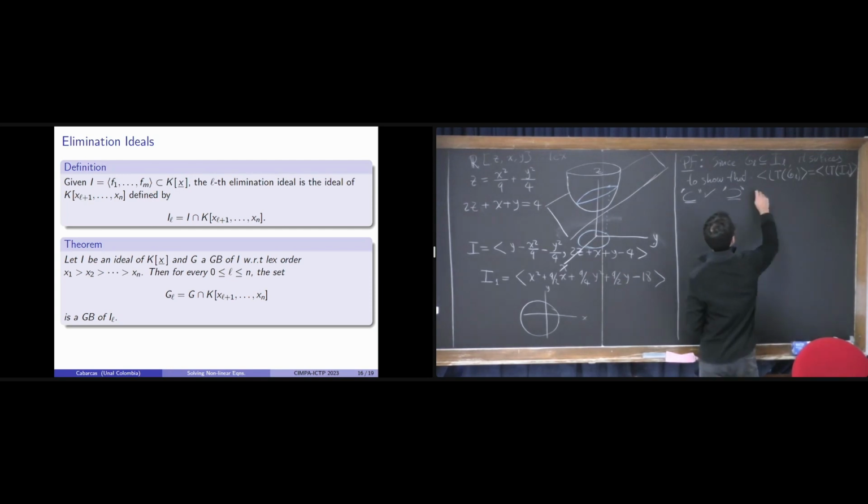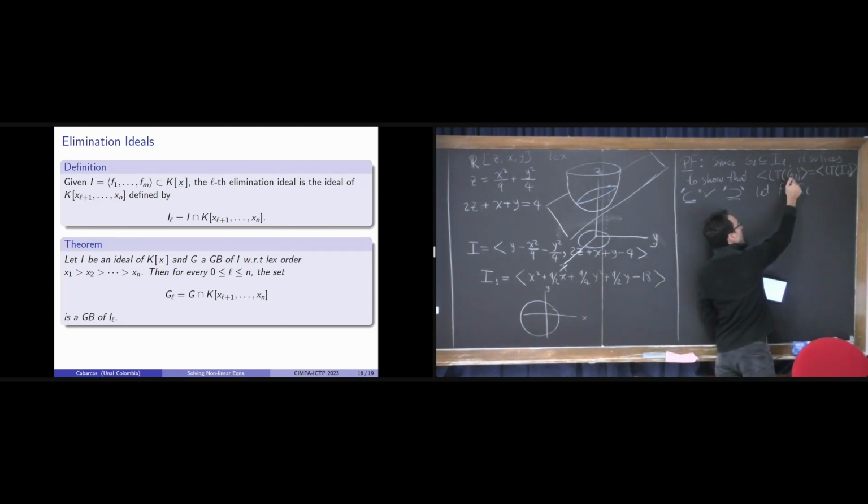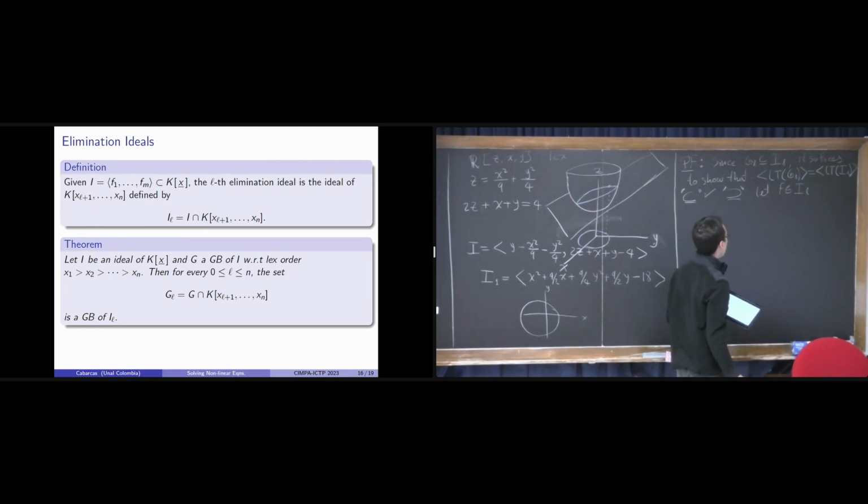So let's pick F, an arbitrary element in the elimination ideal I_L. And let's try to show that there exists an element in G_L whose leading term divides the leading term of F. Now, since by hypothesis G is a Groebner basis, there exists an element g in the Groebner basis whose leading term divides the leading term of F.